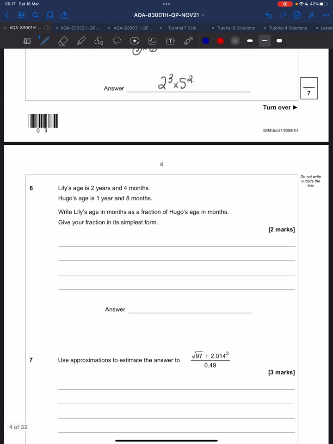Number 6, Lily's age is 2 years and 4 months. Hugo's age is 1 year and 8 months. Write Lily's age in months as a fraction of Hugo's age in months. Give your fraction in its simplest form. Right, so Lily's age in months: 2 times 12 plus 4, that's 28. 1 year and 8 months: 1 times 12 plus 8, which is 20.